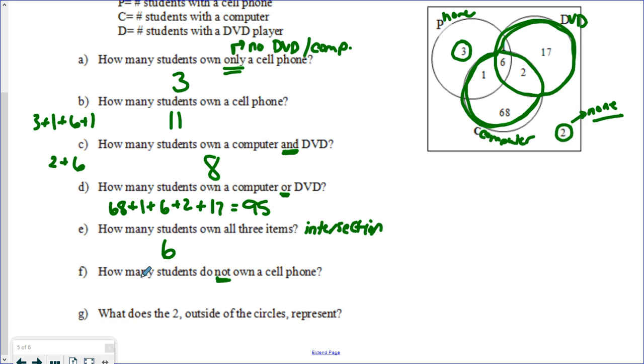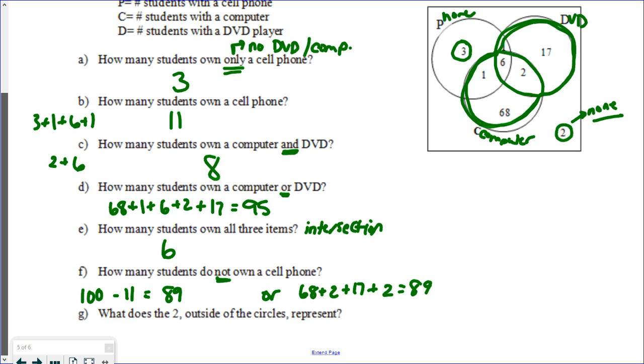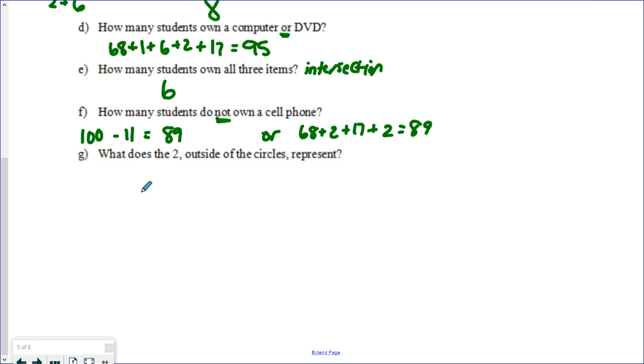The way I immediately think about it is we knew 100 students, and we said how many students own a cell phone? We said 11 own it. So if we go 100 subtract 11, that's 89. But again, you could also get there by adding 68 plus 2 plus 17 plus 2. That's also 89. What does the 2 outside of the circles represent? I guess I just defined that, but that's 2 students that don't own any of the devices.